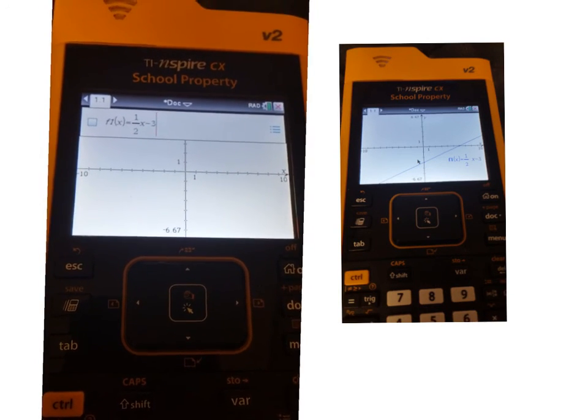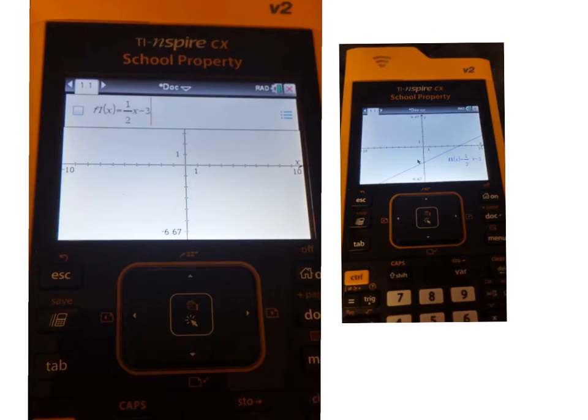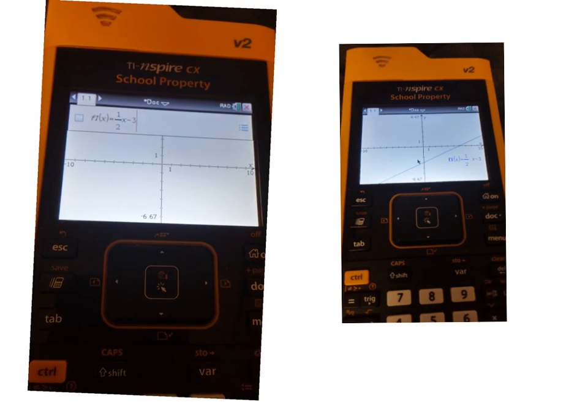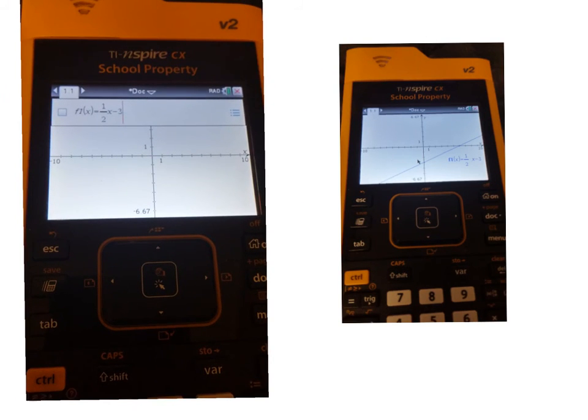Okay, so now we're going to type in the calculator and the equation. And this is what it's going to look like in your Inspire. If you forget how to put a fraction, you're going to press Control Division. If you forget what minus symbol you use, in this case you're going to use the black minus because we're subtracting. So after you type that in and you press Enter, then you're going to get the graph.